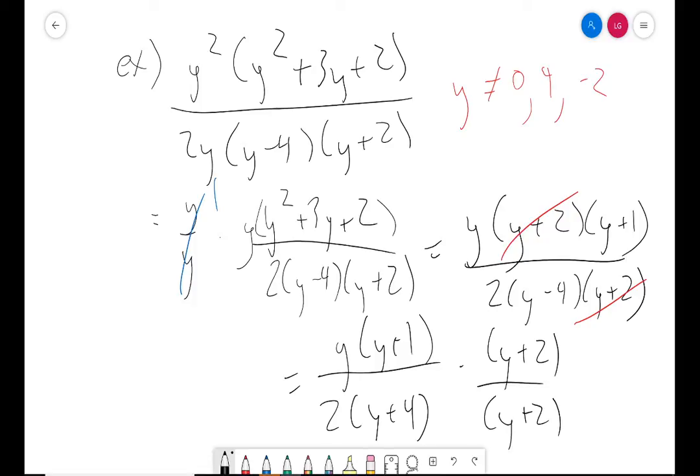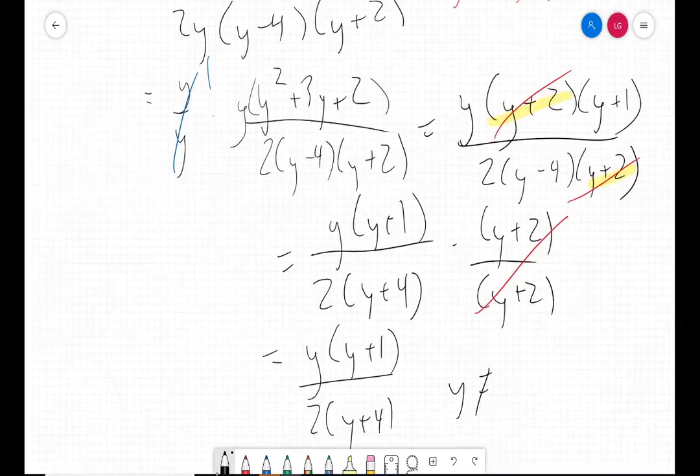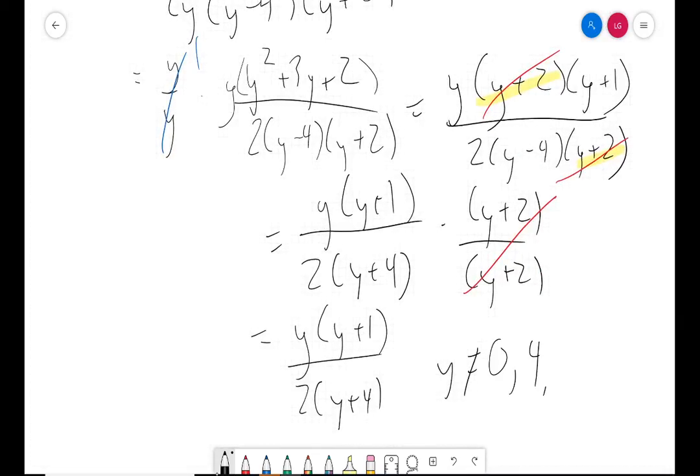And it's perfectly valuable if you want to do it that way. It's also perfectly valuable if you don't and you understand what the resulting things are here, that y plus 2 has been eliminated on top and bottom. They've divided each other out, and therefore we're left with y times y plus 1 over 2 times y plus 4, where y cannot be 0, 4, or negative 2.